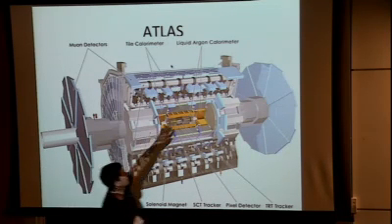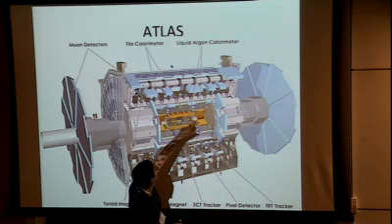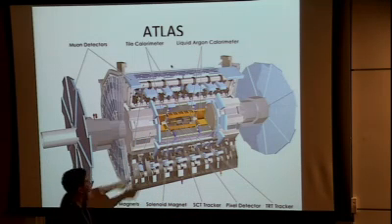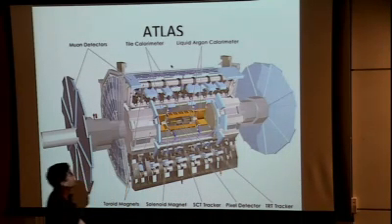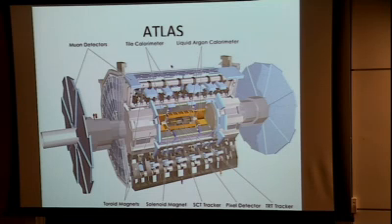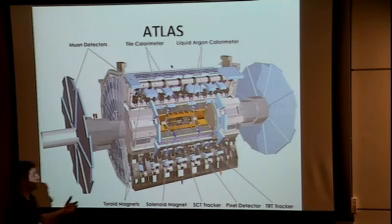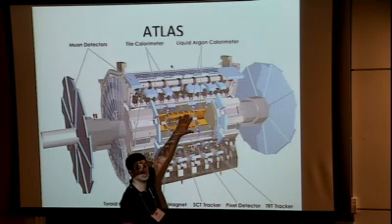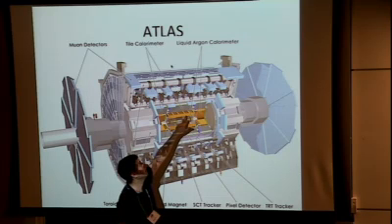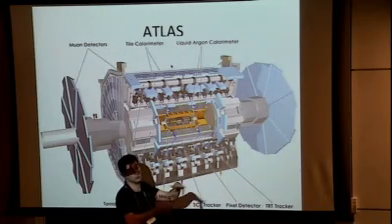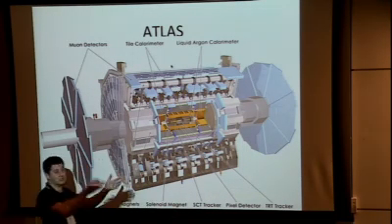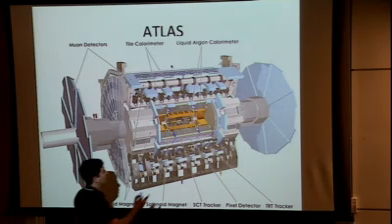Outside of the tracking system is the electromagnetic calorimeter. In ATLAS, that's this orange thing here. The electromagnetic calorimeter is designed to tell if there are electrons or photons and measure the energy. If an electron or photon comes through, almost all of its energy is deposited in this liquid argon calorimeter. It basically excites the argon and forces scintillation, and you measure the energy there.